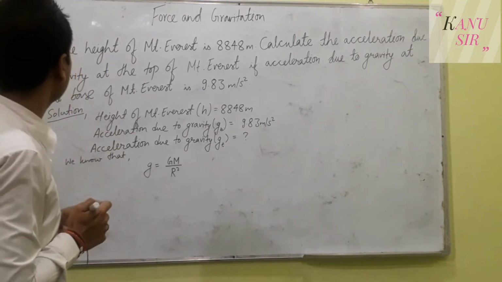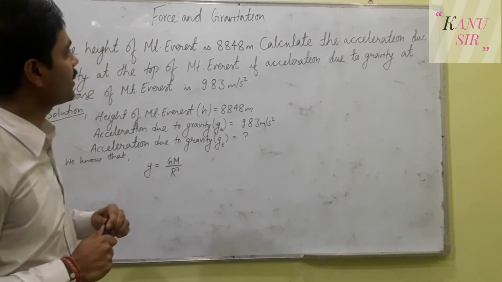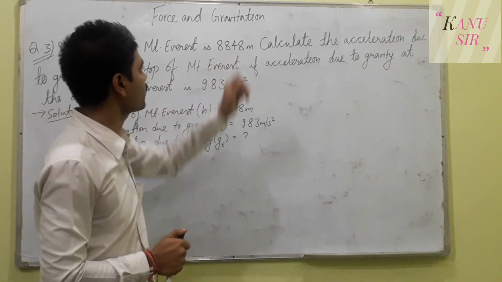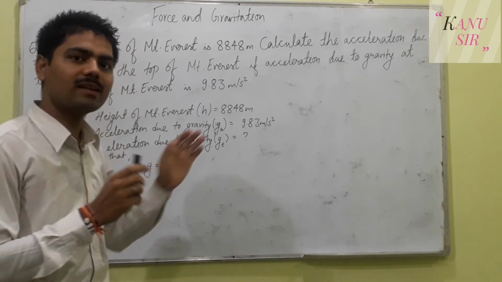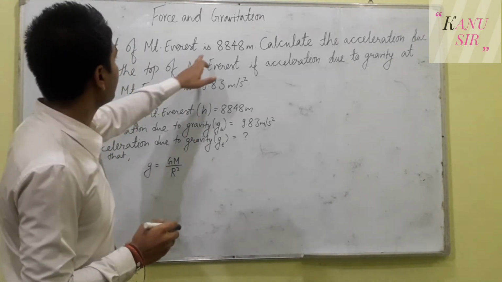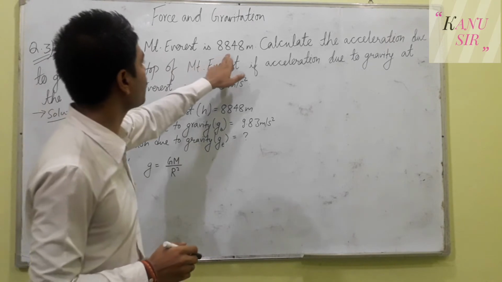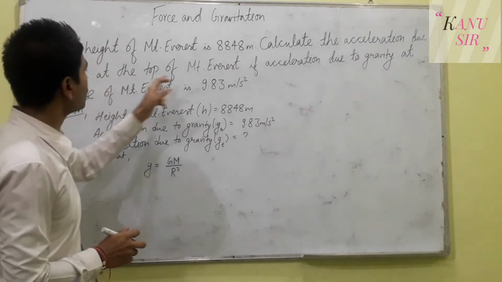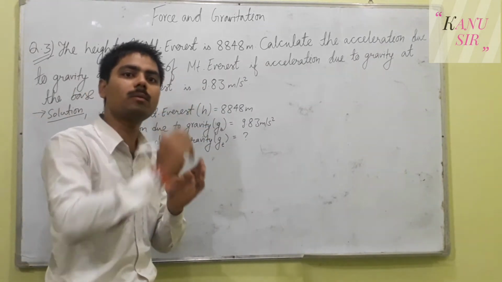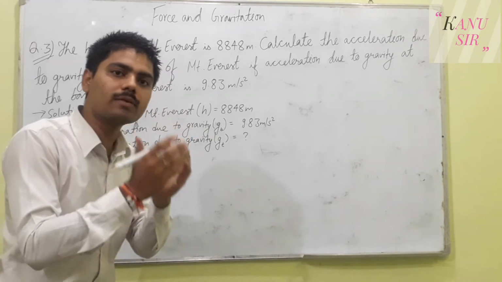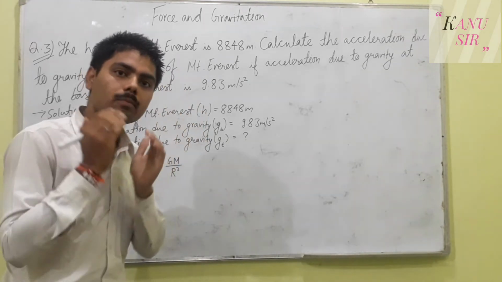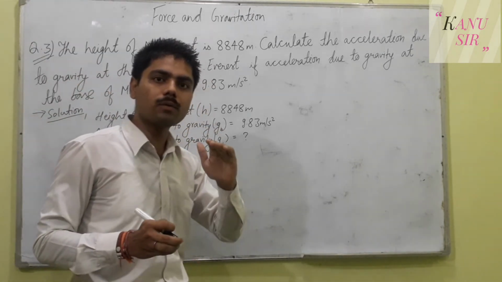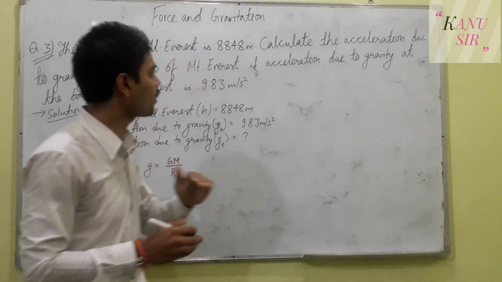In question number 3, the topic is a little bit different from the previous two questions. The height of Mount Everest is given as 8,848 meters, the highest peak of the world, which lies in our country, Nepal. We are asked to calculate the acceleration due to gravity at the top of Mount Everest. For one who climbs up Mount Everest, the acceleration due to gravity by the earth is less in comparison to that on the surface of the earth.